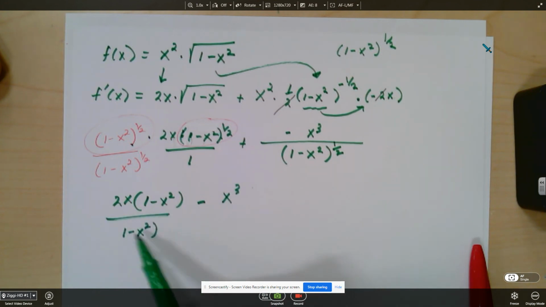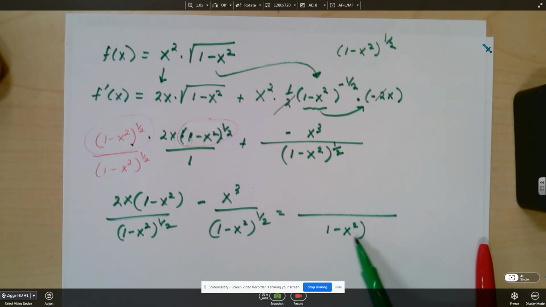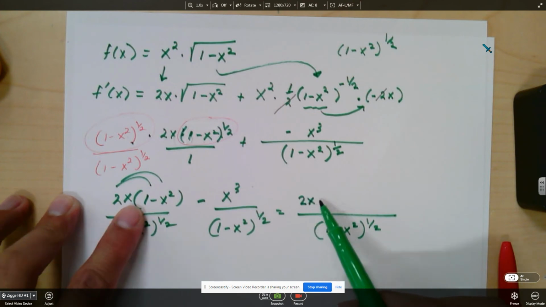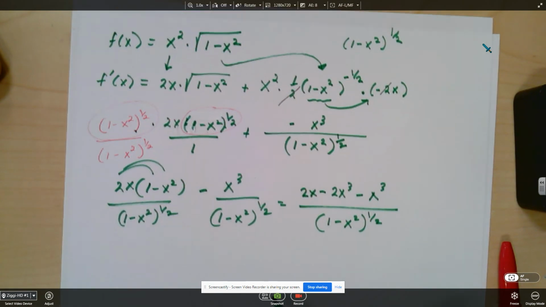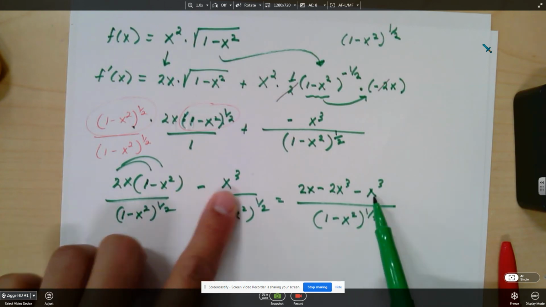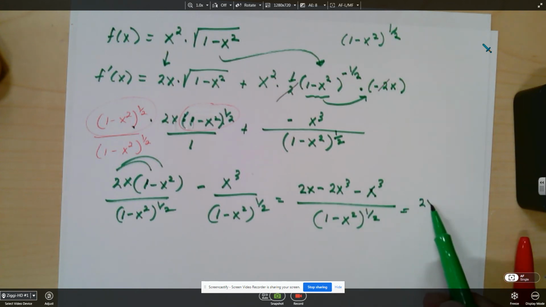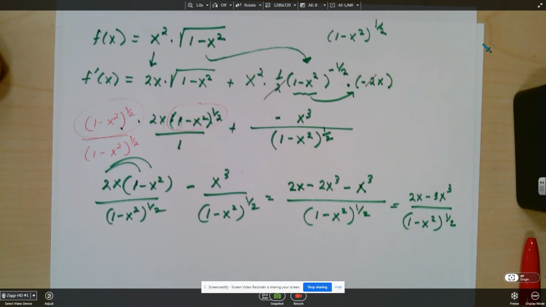So now you've got common denominators, and you can just write it over that denominator. And let's multiply through. 2x minus 2x cubed minus x cubed. So I distribute the 2x, and then that's just minus x cubed. Then I see x cubed and x cubed here, so I get 3x cubed. Okay, and I'm going to leave my answer there.